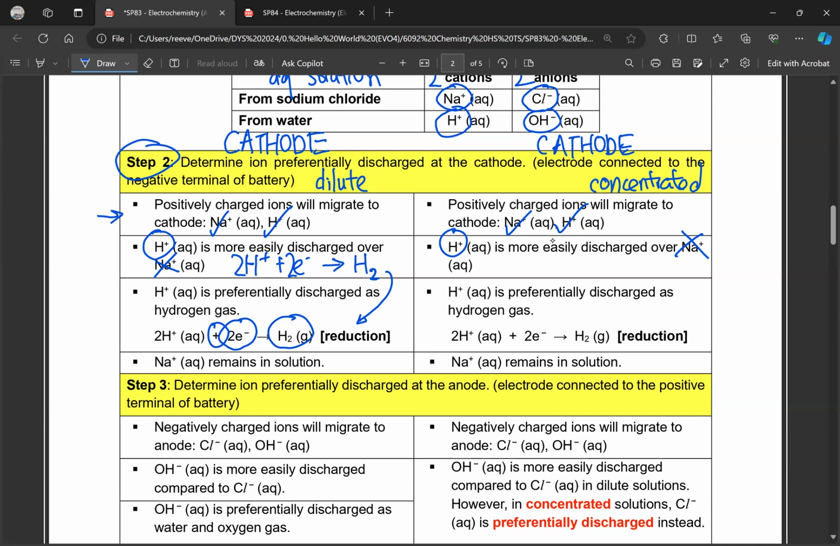So imagine that all the H+ will go to the cathode. The Na+ will stay put. The Na+ will not move towards the cathode; it will still move around inside the solution, but not towards the cathode. It is the H+ that will flow towards the cathode. Any questions so far? For the concentrated, also same story. Because the H+ is easier to discharge, the H+ will go towards the cathode. Same reaction will happen. Everything here is the same.